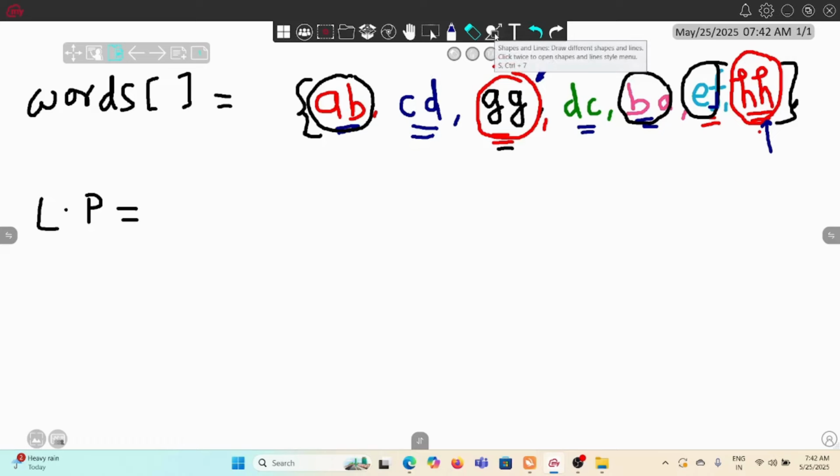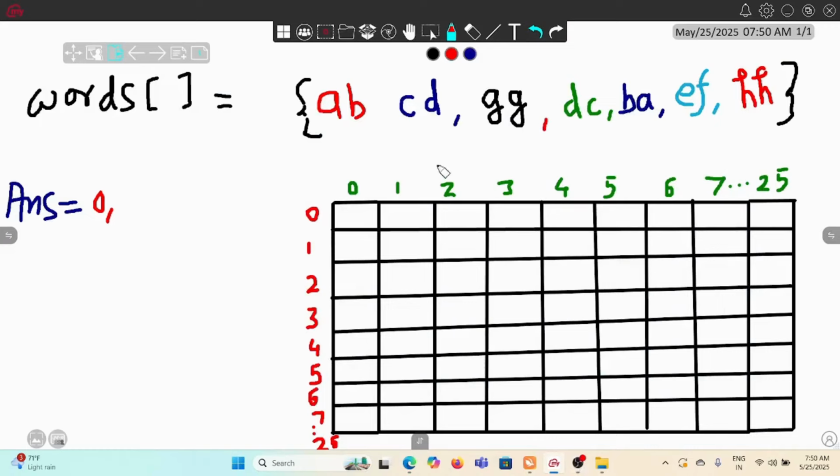So let me do that, and we will explore how we do that. For example, what we are doing here is I have created one frequency array, a 2D array. Let's say we are calling it frequency, FR. This frequency array has size 26 by 26. Why? Because we have 26 characters.